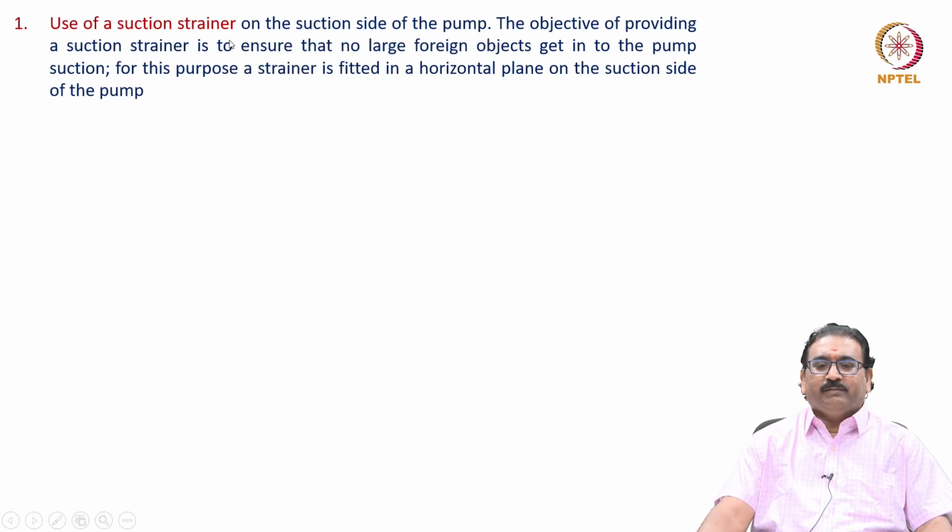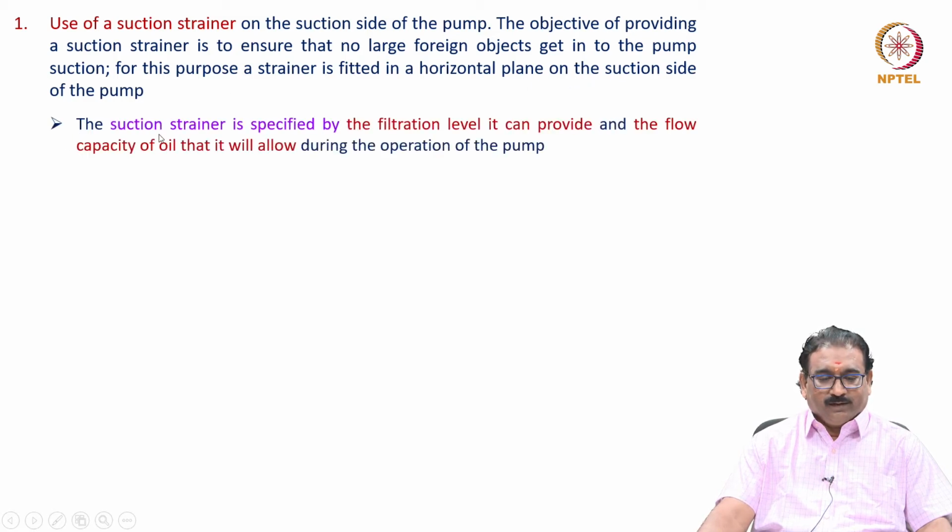Use of suction strainer on the suction side of the pump. The objective of providing a suction strainer is to ensure that no larger foreign objects get into the pump suction. For this purpose, a strainer is fitted in the horizontal plane on the suction side of the pump. The suction strainer is specified by the filtration level it can provide and the flow capacity of the oil that it will allow during the operation of the pump.